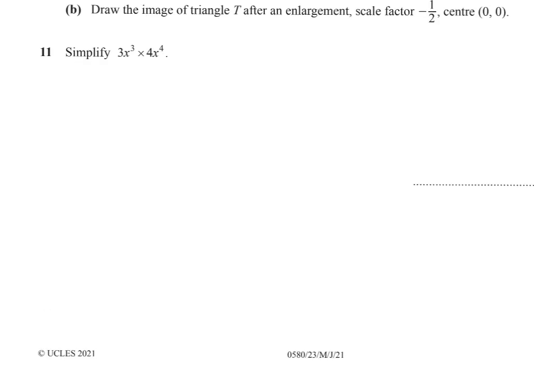Number 11, simplify 3x to the power 3 times 4x to the power 4. That gives 12x to the power 7. 3 times 4 is 12. x to the power 3 times x to the power 4, add the powers, so x to the power 7.